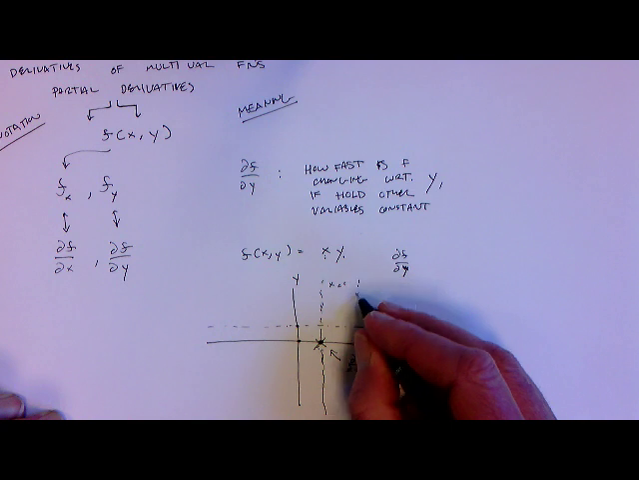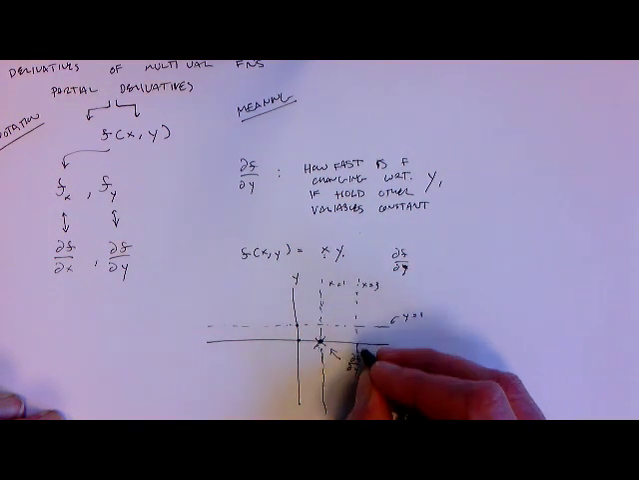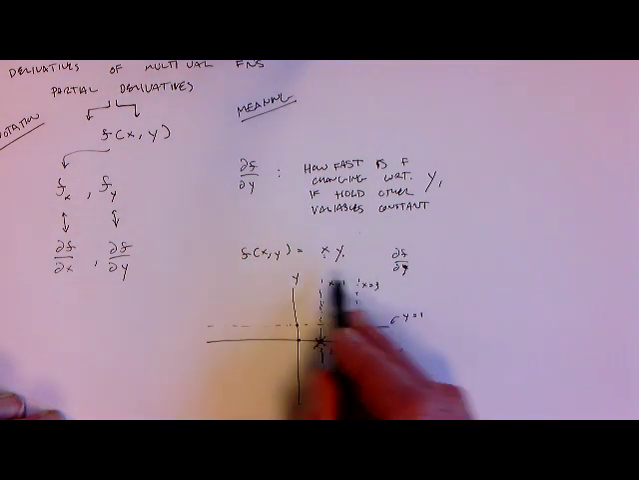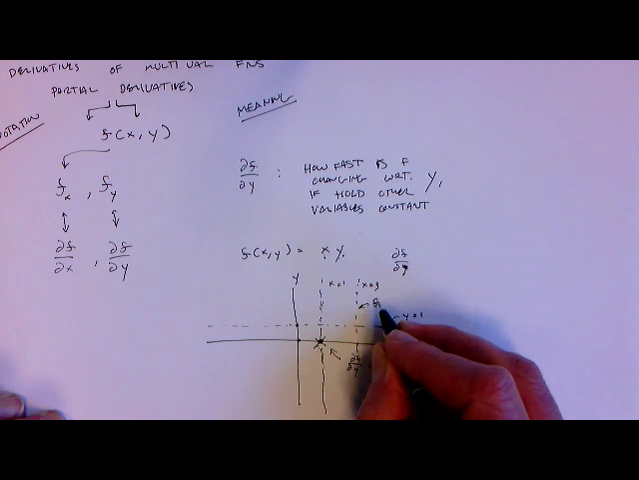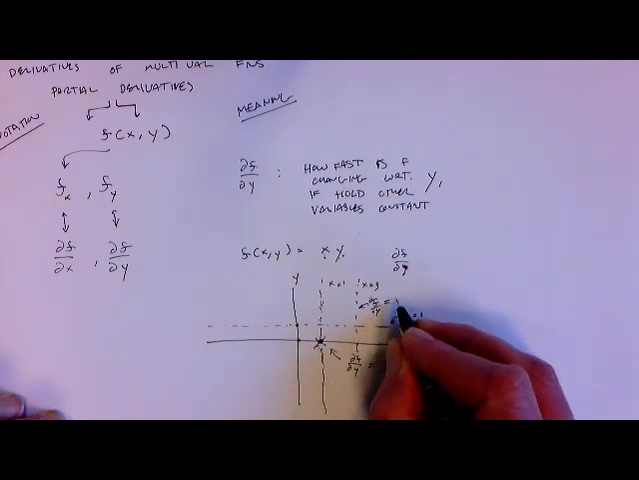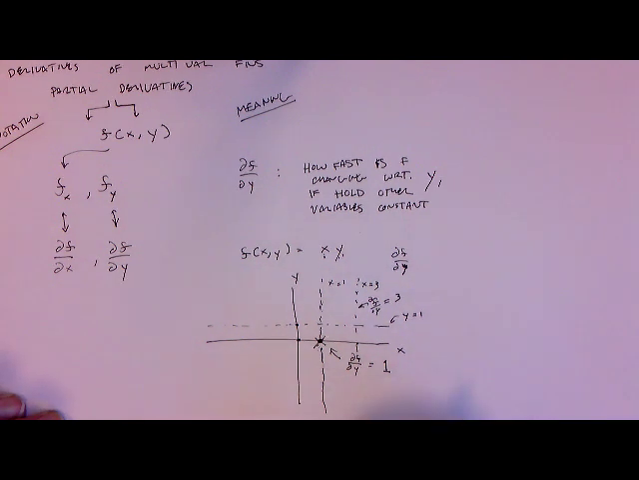If I, on the other hand, went out to this line where x is equal to 3, and I walked along that line, now I've got 3 times y, so the partial of f with respect to y along this line is equal to 3. So that's what we mean by the partial derivative: how fast is the function changing as we hold all the other variables constant and allow one variable to change.